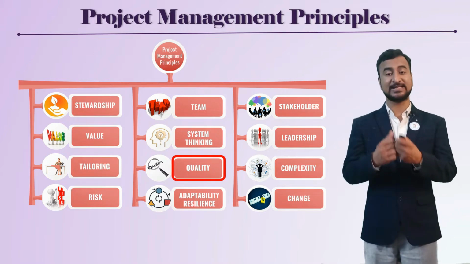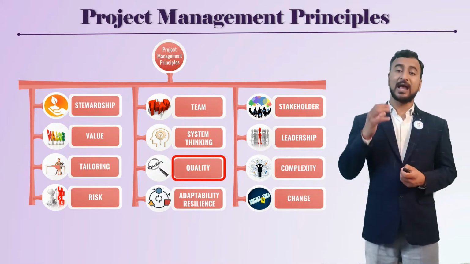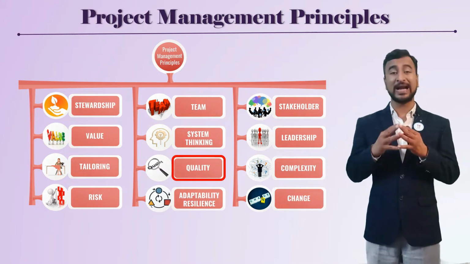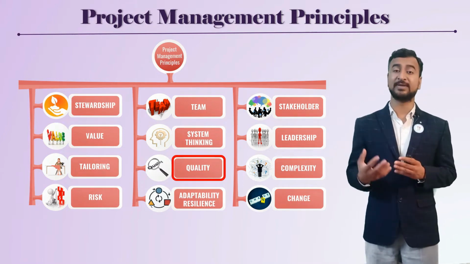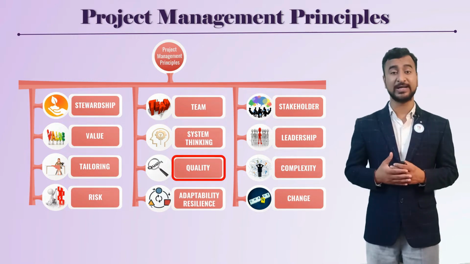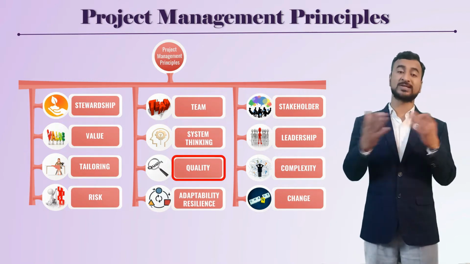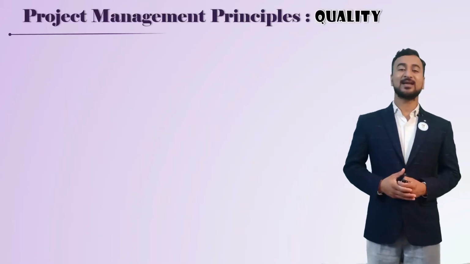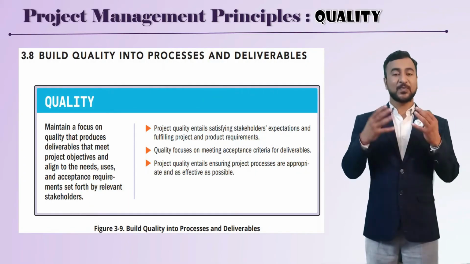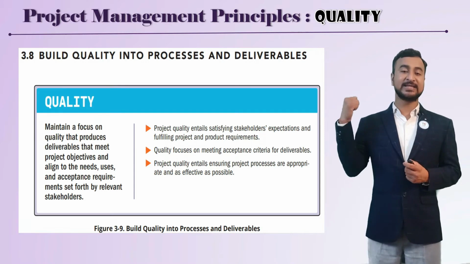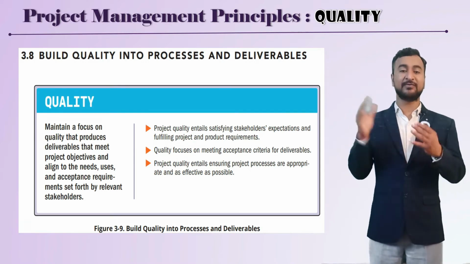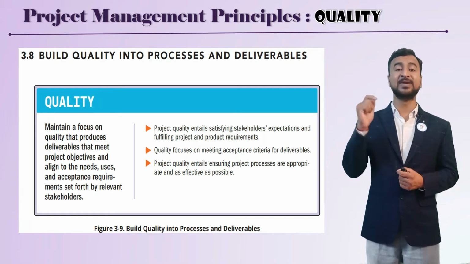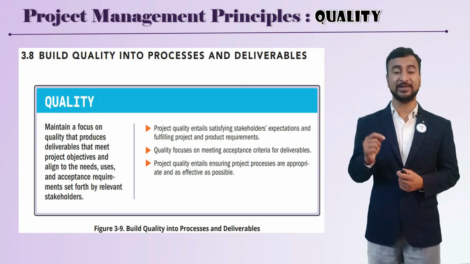Next, the principle is about quality. In quality, we are specifically discussing why it is required in project management, what the different quality tools and methods are, what the difference between QA and QC is, and many other things. So for quality, we took this particular table from PMBOK version 7, and it clearly mentions: build quality into processes and deliverables.